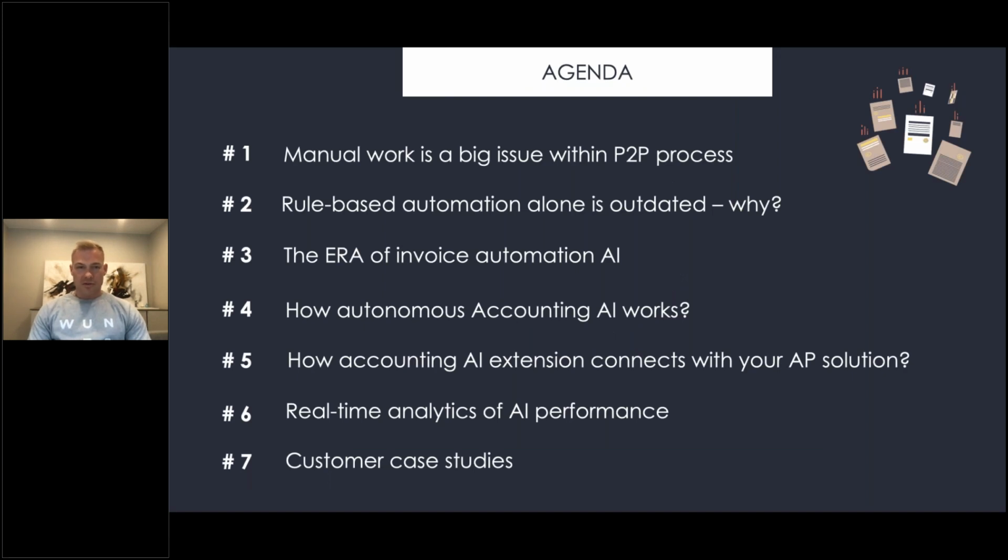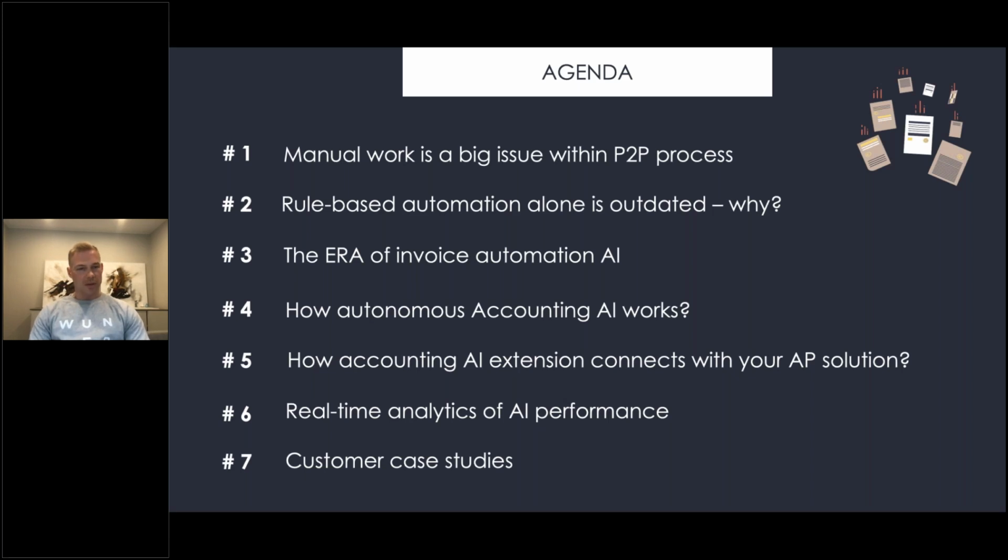What are we going to talk about today? Number one, we're going to talk about the manual work a little bit within the purchase pay process. Then we're going to talk about the rule-based automation and why rule-based automation alone is outdated. And then I'm going to introduce you to the era of AI, invoice automation AI, and then explain how autonomous accounting AI actually works and how you can connect AI extensions with your AP solution.